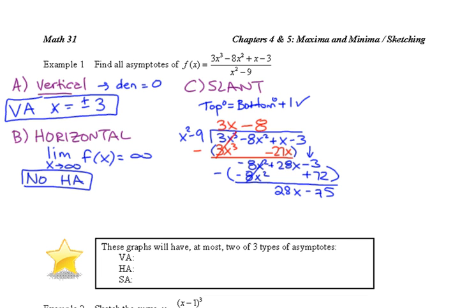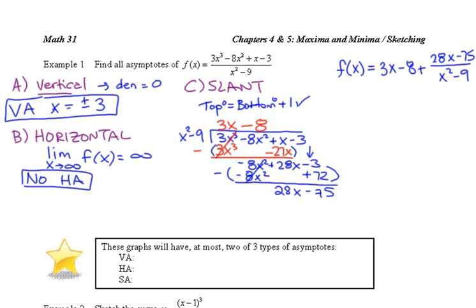Okay, so our f of x, we can rewrite it as, if we divide each one of these by the x squared minus 9, 3x minus 8 plus our remainder over our divisor. Okay, so this is from this. Let's go back to the basics. Yeah, that was our quotient, right? Plus our remainder over our divisor.